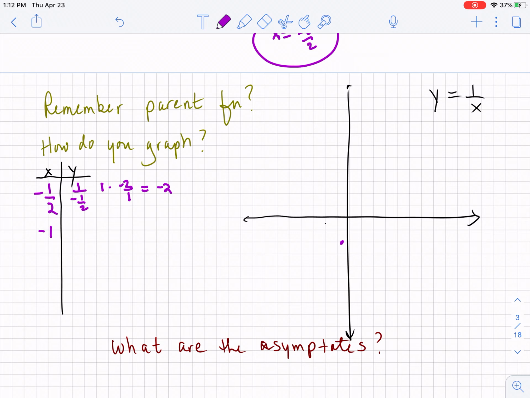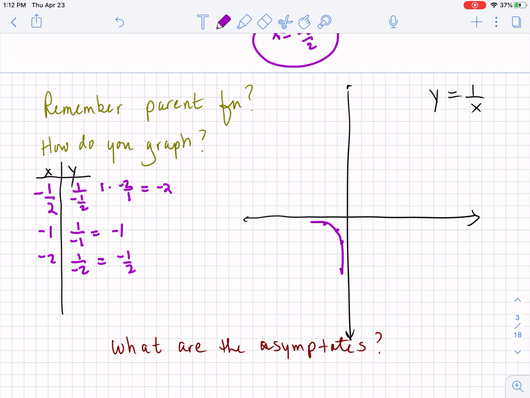All right, let's plug in, shoot, you know what? Let me plug in negative 1. So if I plug in negative 1, I would have 1 over negative 1, which is negative 1. So I have the point negative 1, negative 1. All right, let's plug in negative 2. Sorry, I'm going a little backwards. 1 over negative 2 is negative 1/2. So when I plug in negative 2, I go negative 2 left and then down negative 1/2. All right, so that's that part of the graph.